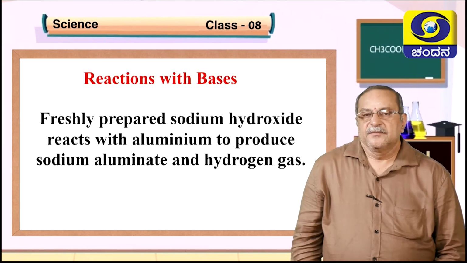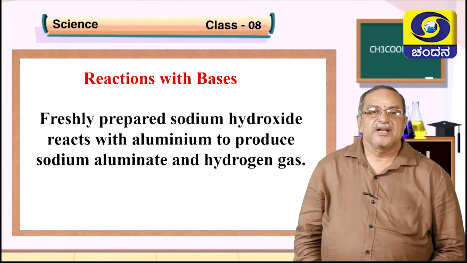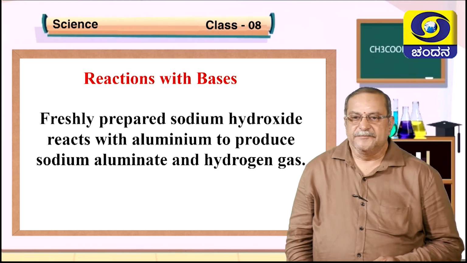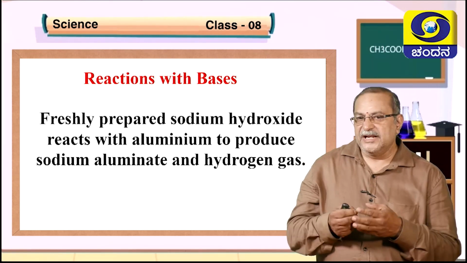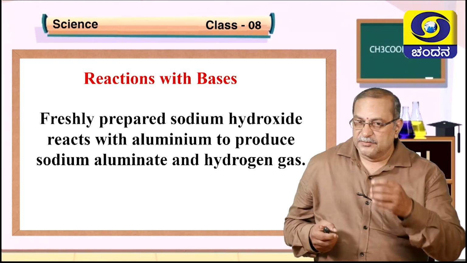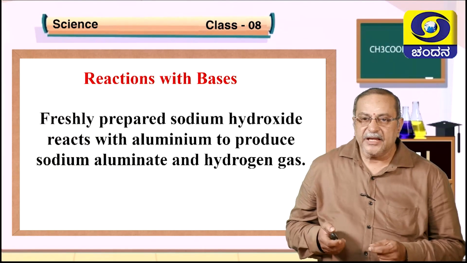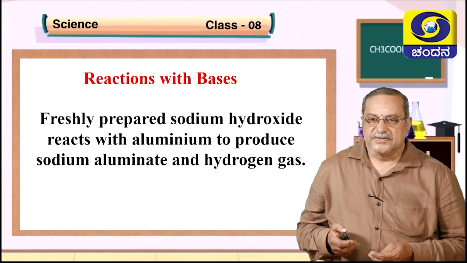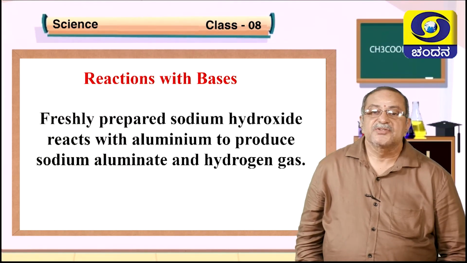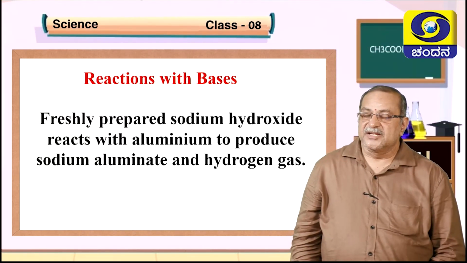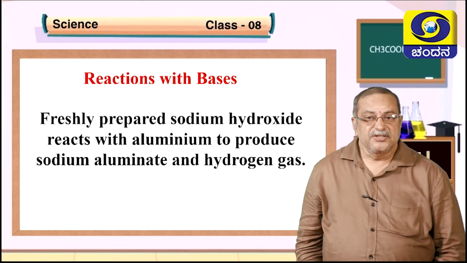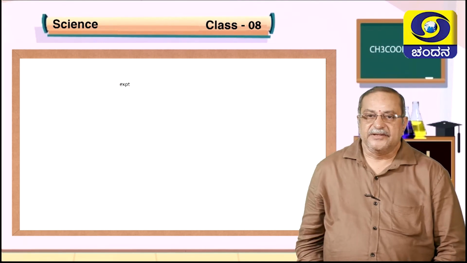We can see another one, reaction with the bases, how it will be. Take freshly prepared sodium hydroxide. That means take 2 to 3 pellets, put them in distilled water and prepare a solution. It will react with the aluminum to produce sodium aluminate, and hydrogen gas is going to be liberated here, children. Okay? So how to check the hydrogen gas also? Let us see the experiment.